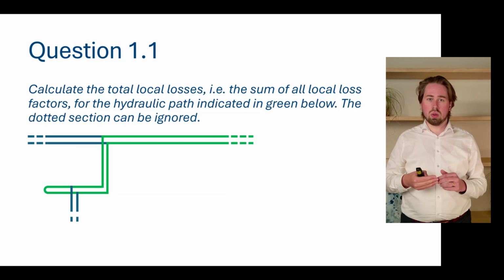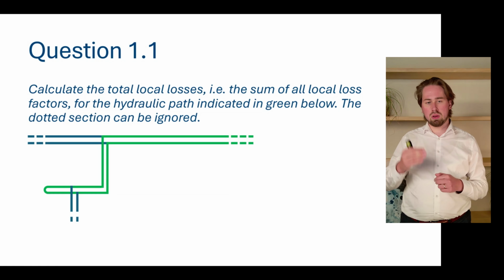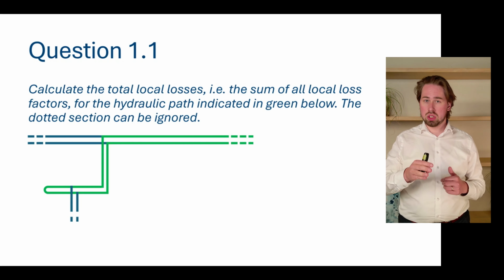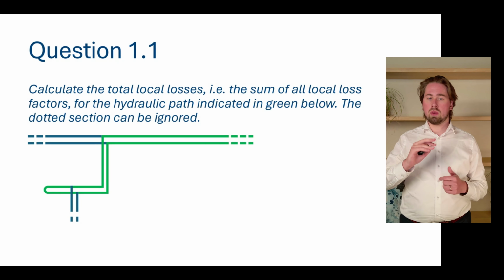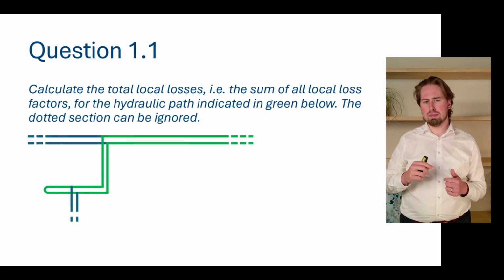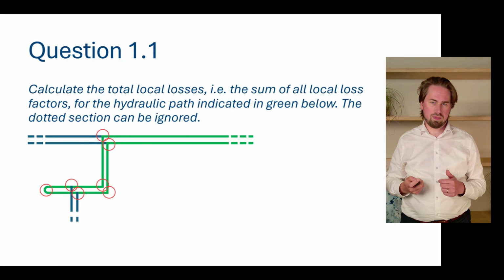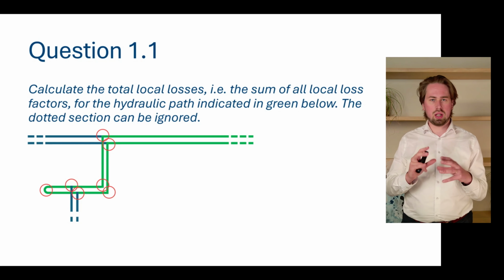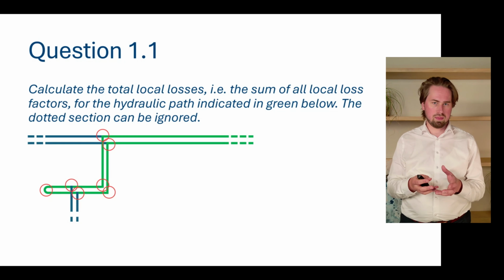We encounter one 90-degree elbow, go down another 90-degree elbow, then we pass through a T-junction, but we go forward. We have a U-bend, T-junction back, and then again 2 elbows. So basically these are all the local losses in the hydraulic path that we see here.